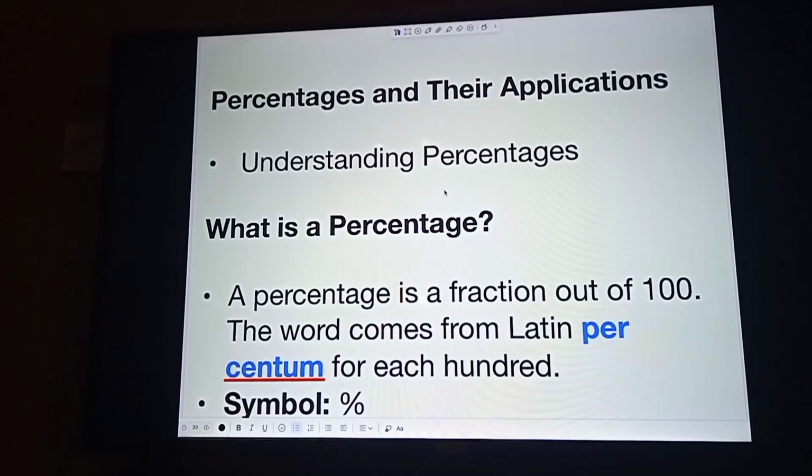Hi everyone. Today our topic is percentages and their applications. In this lesson, we will understand what percentages are, how to calculate them, and how they are used in everyday life such as shopping, exam results, profit and loss, and statistics.